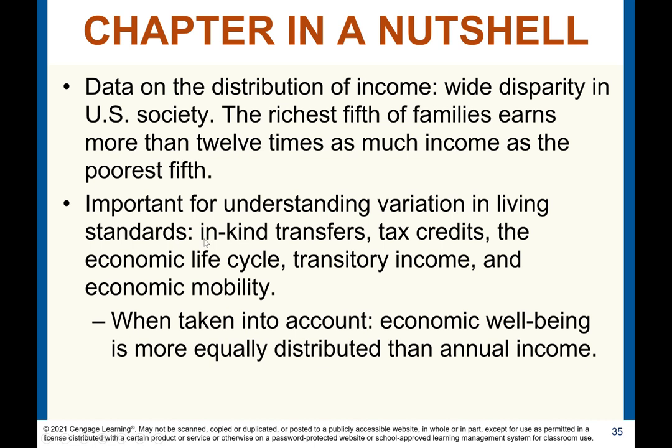Chapter in a nutshell. Data on the distribution of income show a wide disparity in U.S. society. The richest fifth of families earns more than 12 times as much income as the poorest fifth. This is important for understanding variation in living standards, in-kind transfers, tax credits, the economic life cycle, transitory income, and economic mobility. When these are taken into account, economic well-being is more equally distributed than annual income.